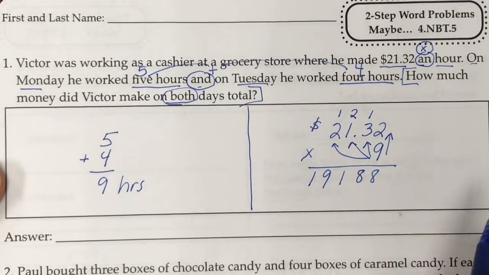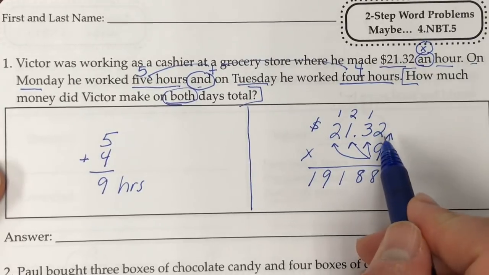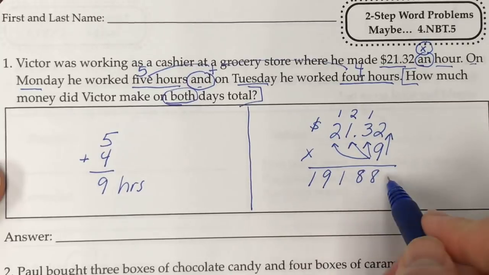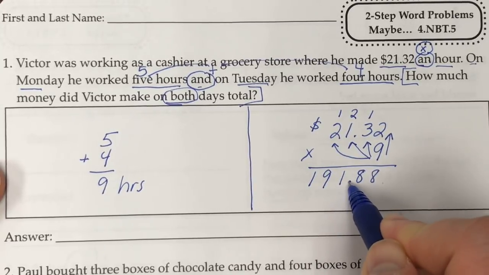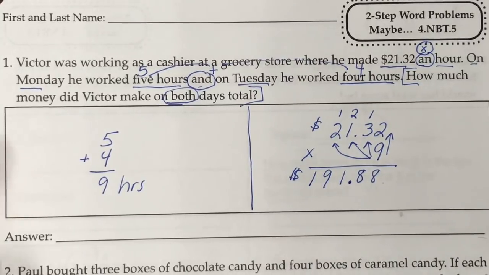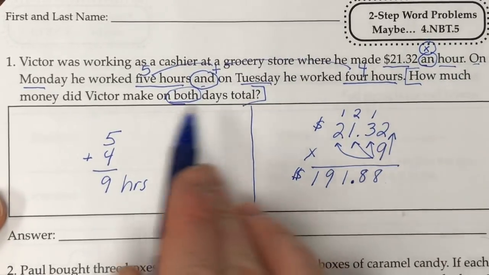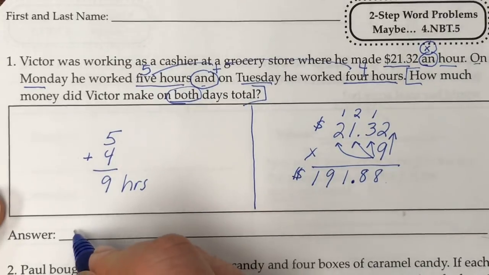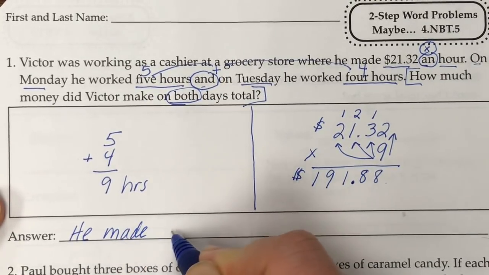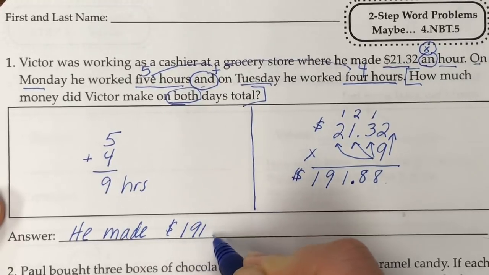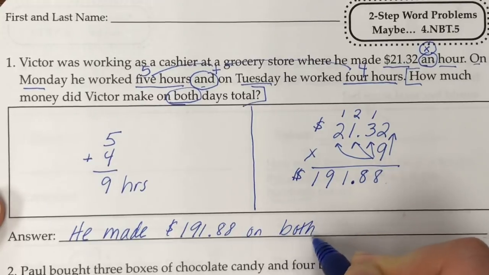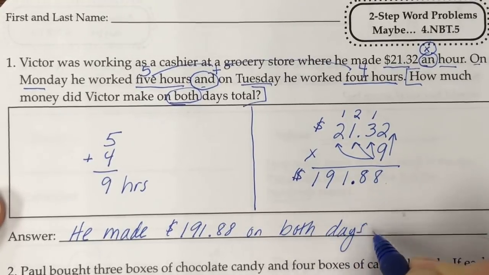Now, that's not my money. I need to make sure I put my decimal point in. I don't have any decimals over here. I do have 1, 2 here. So down at the bottom, I go 1, 2. So $21.32 times 9 is $191.88. Answer the question: how much money did Victor make? He, or Victor, made $191.88 on both days, period.